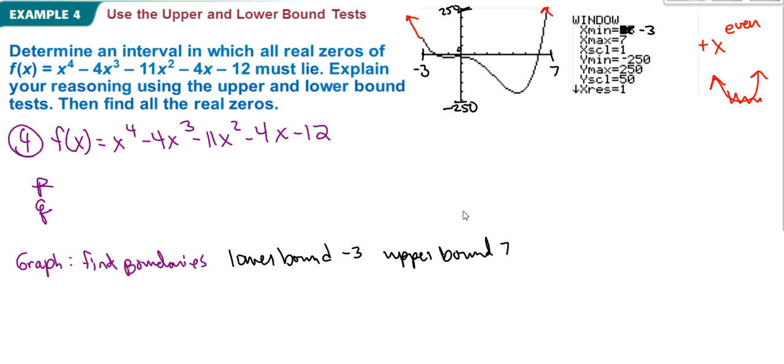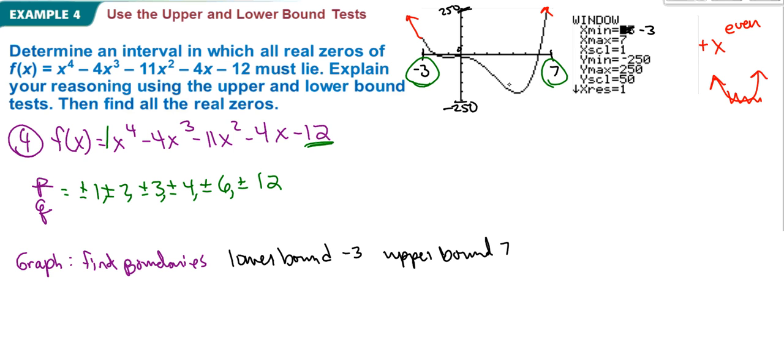And then we're going to look at our P over Q. For this one, we've got 12 here, but we've got 1 there. So P over Q is all going to be over plus or minus 1, so they're all going to be whole numbers. But 12 has a lot of factors. So plus or minus 1, plus or minus 2, plus or minus 3, plus or minus 4, plus or minus 6, and plus or minus 12 are all of the things that I could try. And we've got a lower bound of -3 and an upper bound of 7, so we're not going to go above or below.